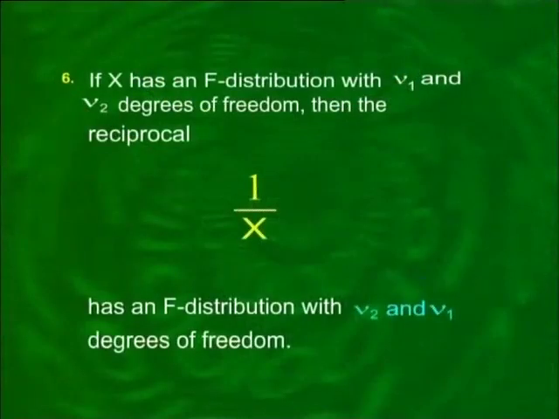All right, what is the next property? As you now see on the screen, if X has an F distribution with nu1 and nu2 degrees of freedom, then the reciprocal 1 over X has an F distribution with nu2 and nu1 degrees of freedom. You may say, I don't know what is going on. This is a very interesting property, students, and it is also very useful in certain ways.